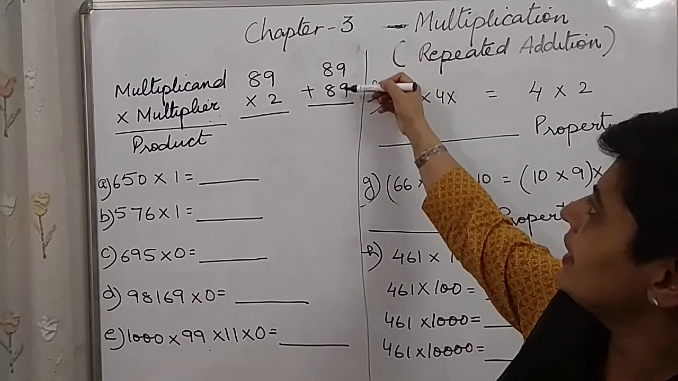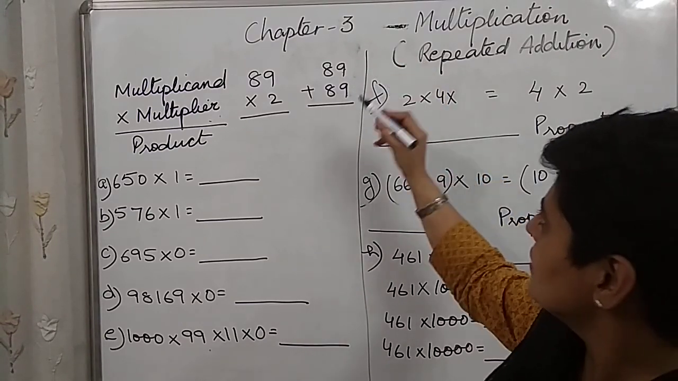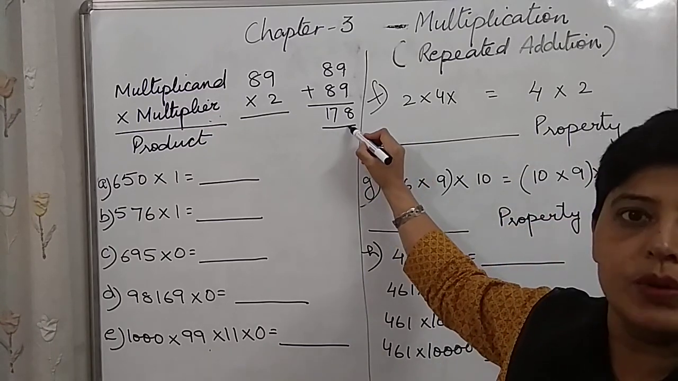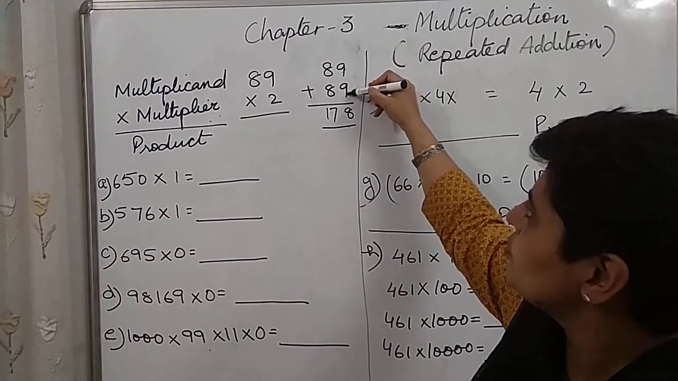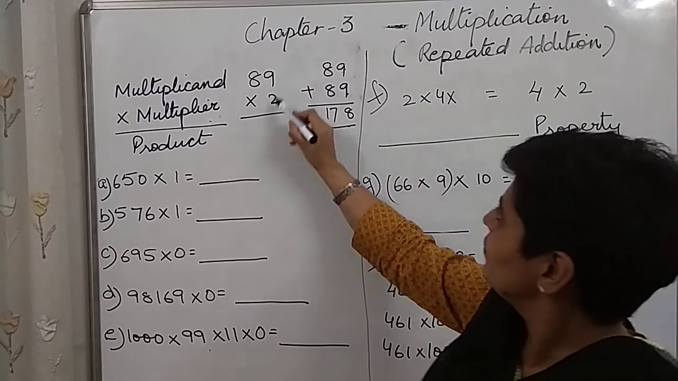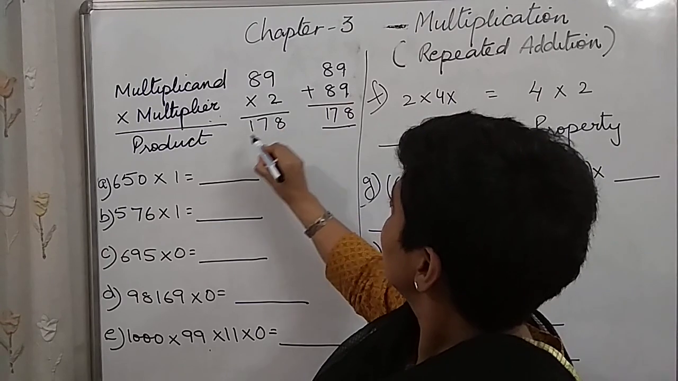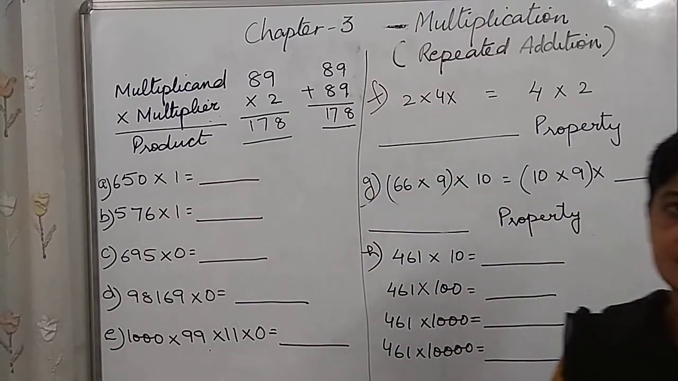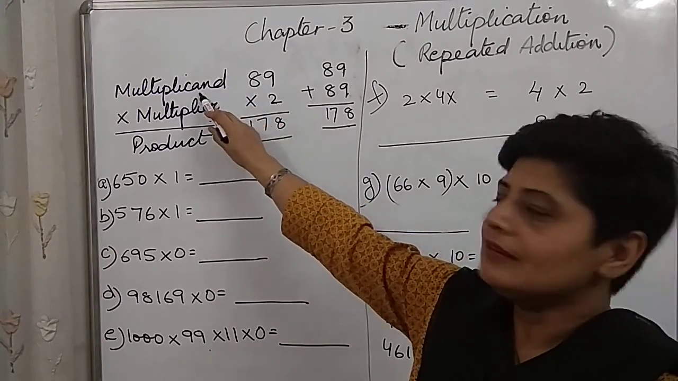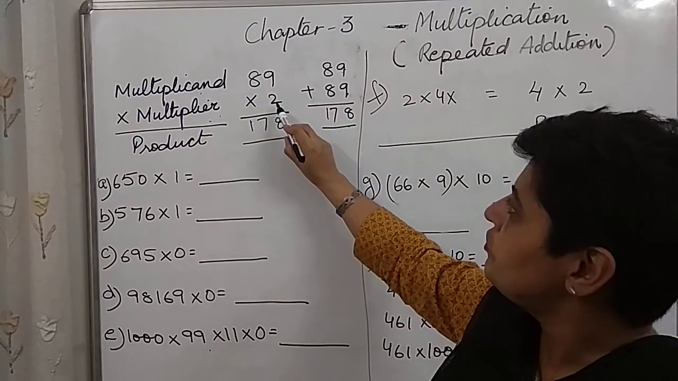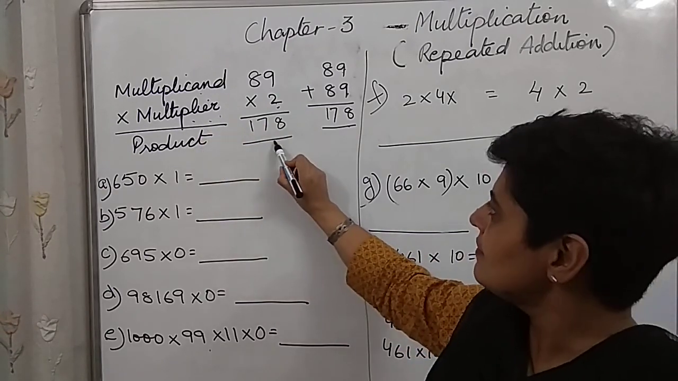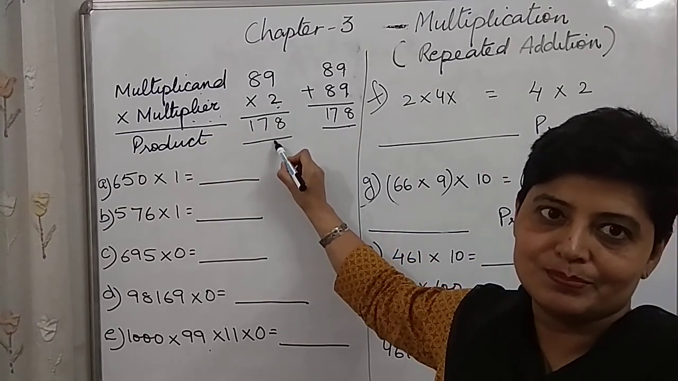Here we are to add 89 two times. What will be the answer? But instead of adding, we can count the number of times it is being repeated, 2 times. We can multiply it with 2. And we'll get the same answer. The number to be multiplied is called multiplicand. The number with which it is being multiplied is called multiplier. And the answer is called product.